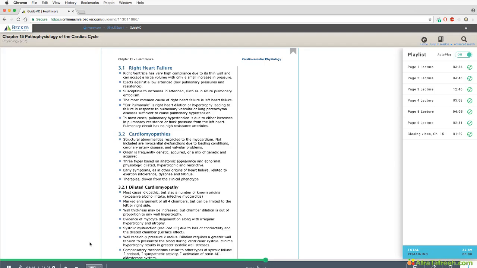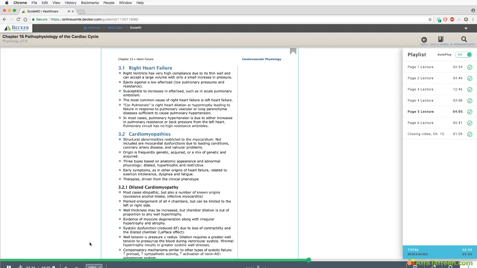In most cases, you have marked enlargement of all four chambers, but it can be limited to either the left side or the right side. Now, the big point here is there's a dilation of the chamber, but wall thickness may be increased, but is not increased appropriately for the dilation of the chamber.